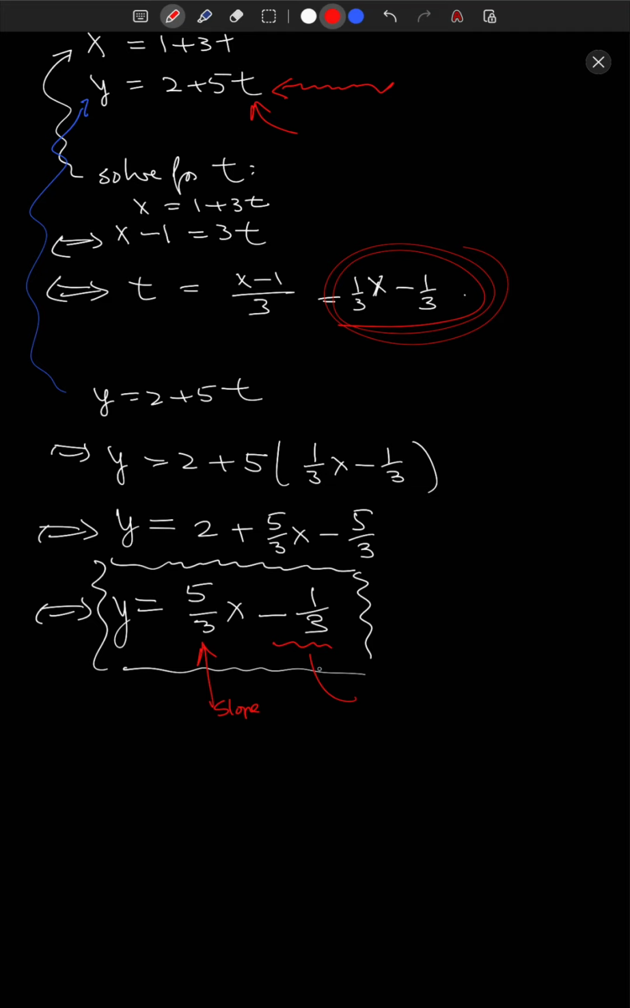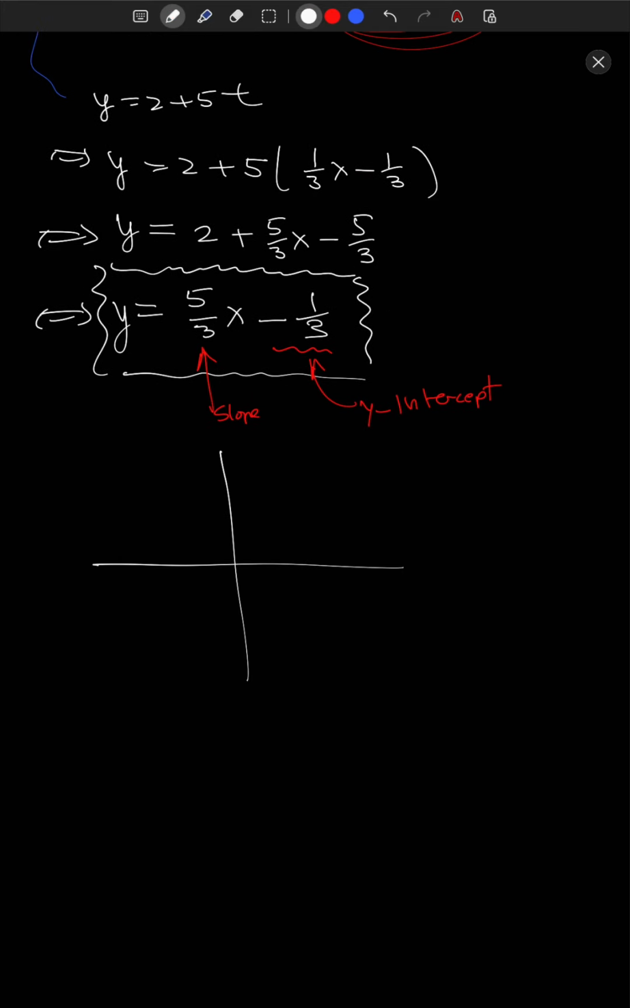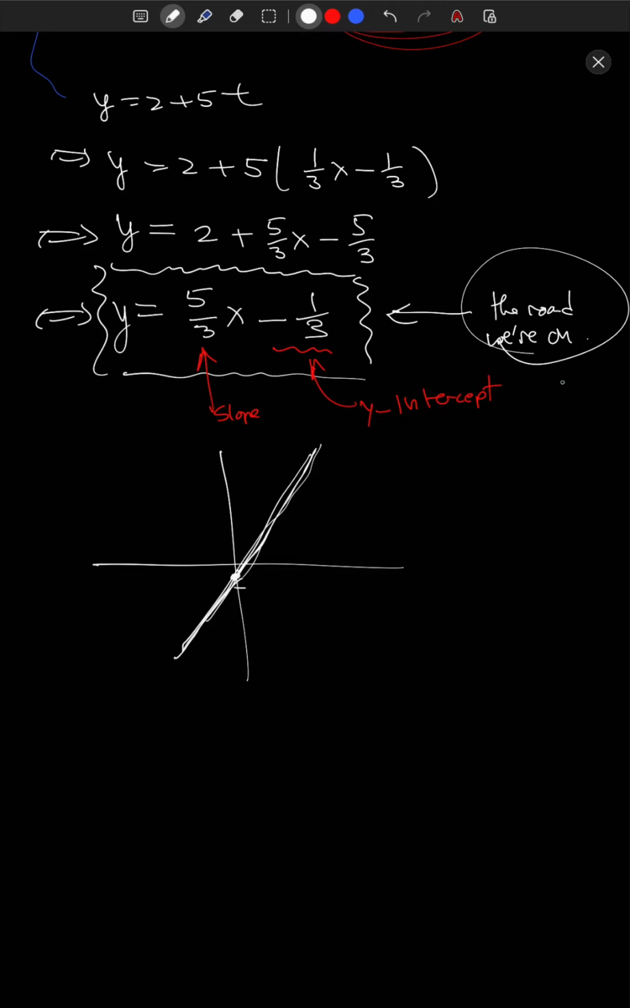And it has y-intercept minus 1/3. So what this tells me is that my drive, in a way, was along a road that had y-intercept here, and it has slope 5/3, so something like this. So this formula represents, in terms of the intuitive or picture description of the motion, the road we're driving on. In other words, we're driving on a line.